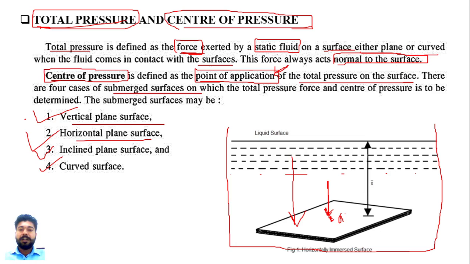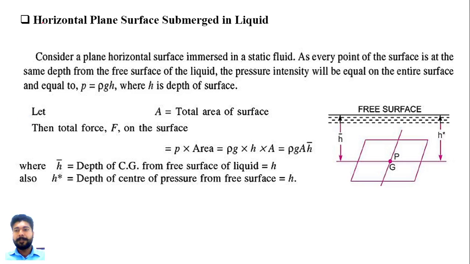Okay, let's move on to the very first and basic surface, and that is our horizontal plane surface. First, the horizontal plane surface which is submerged in a liquid. In this diagram, you can see there is one horizontal surface which is parallel to the free surface of the liquid. So it is your horizontal plane surface, and it is fully submerged in a static fluid.